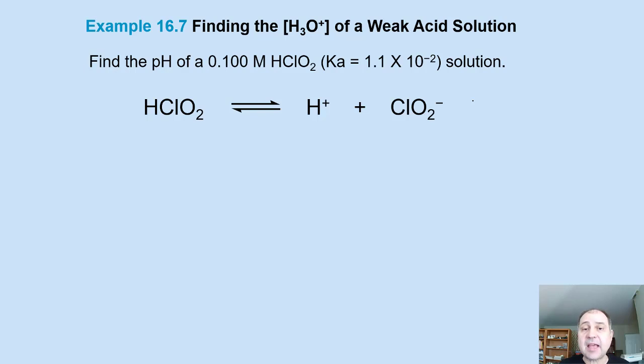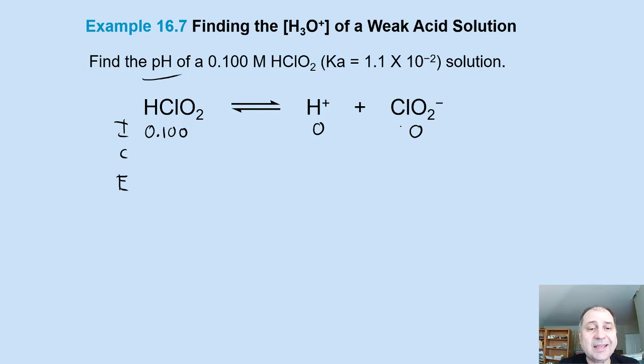So here's another example of a weak acid solution, and this time we're asked to find the pH. Let's just take it one step further. We can just use this equation. I'm going to put the ice table underneath. I think I should have enough space here, but my initial concentration is 0.100 M, and this is of course 0 and 0 before it shifts.